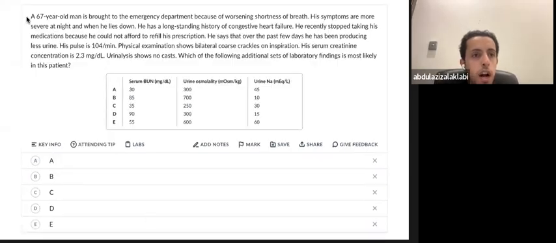So the first question is, a 67-year-old man is brought to the emergency department because of worsening shortness of breath. His symptoms are more severe at night when he lies down. He has a long-standing history of congestive heart failure. He recently stopped taking his medications because he could not afford to refill his prescription. He says that over the past few days, he has been producing less urine, and his pulse is 104 now. Physical exam shows bilateral coarse crackles on auscultation. His serum creatinine is now 2.3 milligrams per deciliter. The urinalysis shows no casts. So which of the following additional sets of lab findings is most likely seen in this patient?